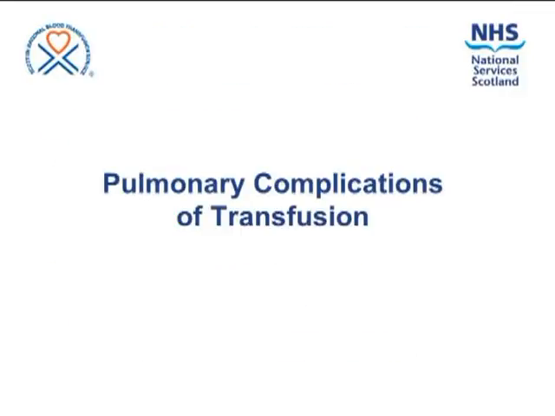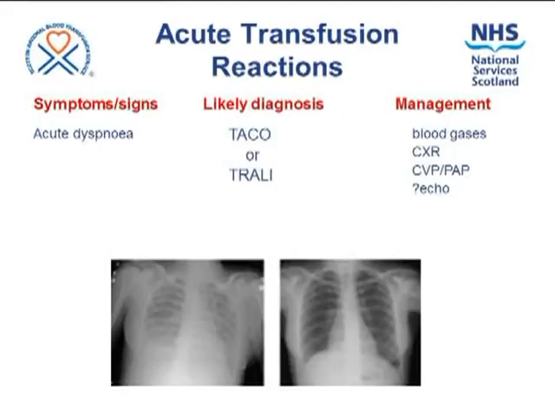Pulmonary complications of transfusion are being increasingly recognised and reported to SHOT. There are two main categories, TACO, which is transfusion-associated circulatory overload, and TRALI, and we'll come back to discuss both of those in a bit more detail in a moment. Patients will become acutely short of breath, and there are a number of investigations which can be performed to try and work out what's going on.